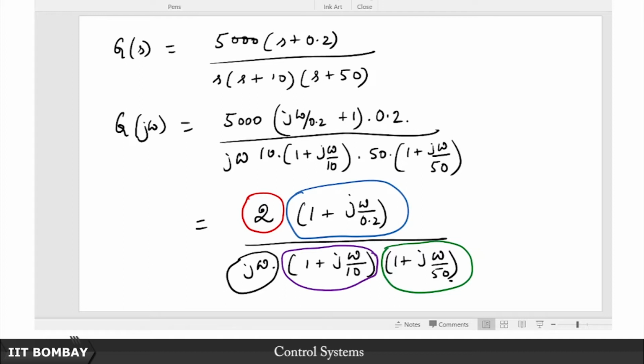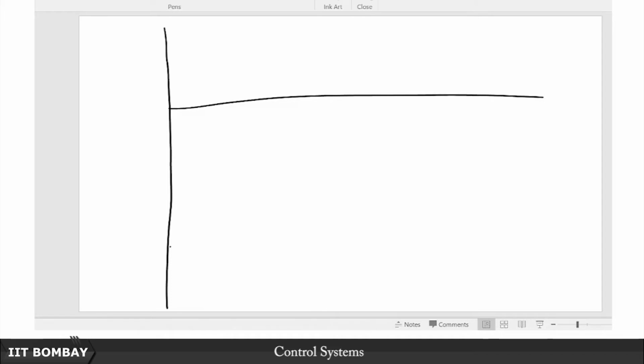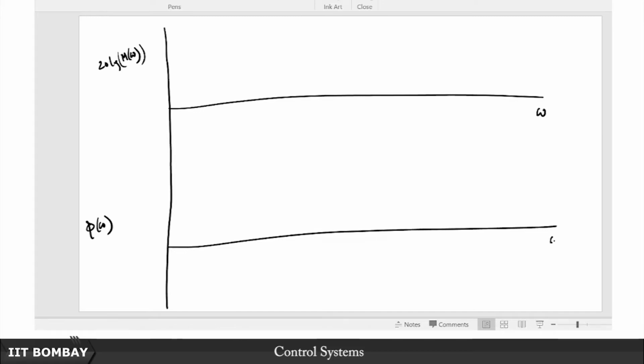So, now I am trying to draw the individual constituents and their Bode magnitude plots, and then I am finally going to add it up. So, let me just make enough room here. First I am going to draw this magnitude, and then I am going to try and draw the phase plot in the same graph if I can. This is 20 log M of omega, and this is phi of omega. This is of course the omega axis, this is also the omega axis, right.